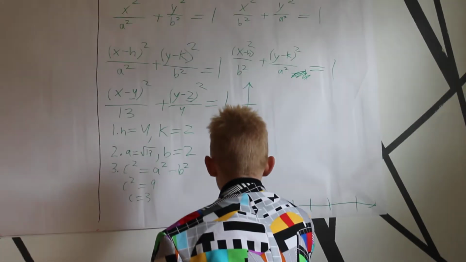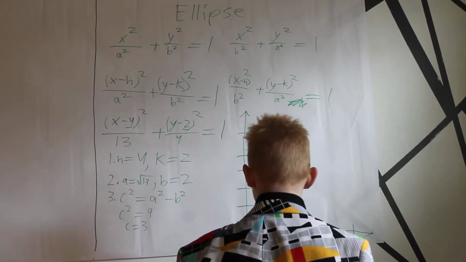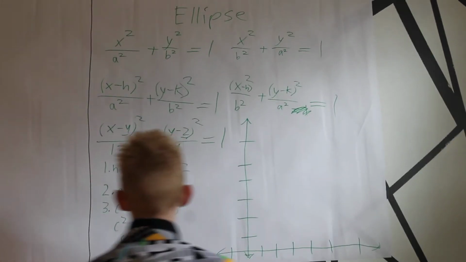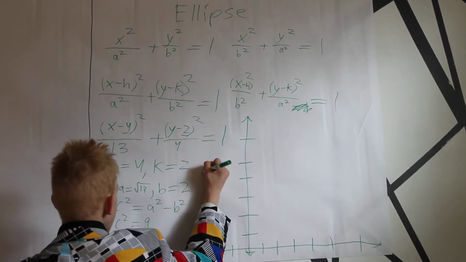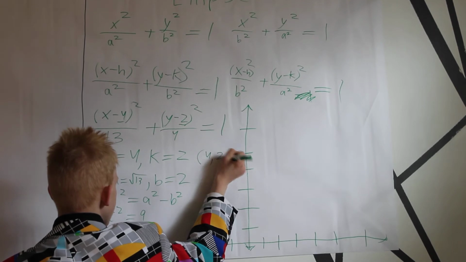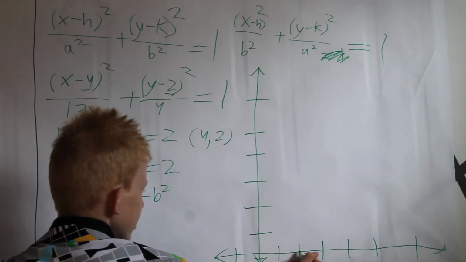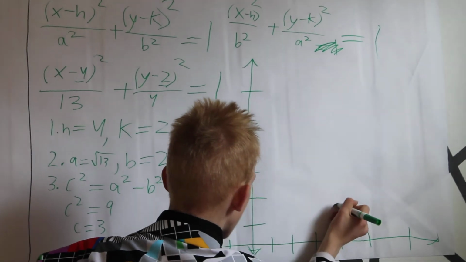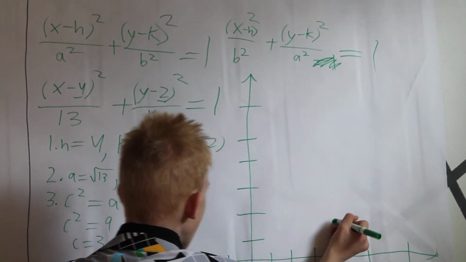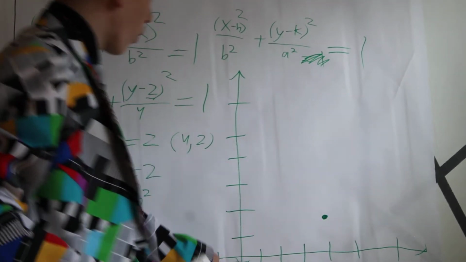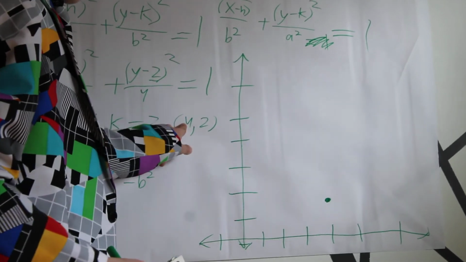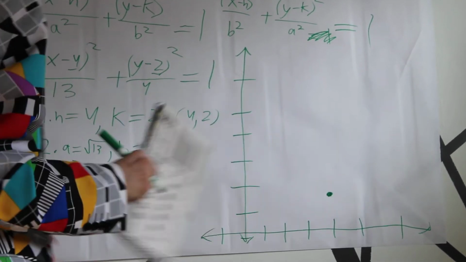Alright. So our first point is going to be our center, which is 4 and 2. As I said earlier, all we are doing is transforming the origin of 0 over 4 and up 2. That's all you're doing, and boom, we have our center right here.